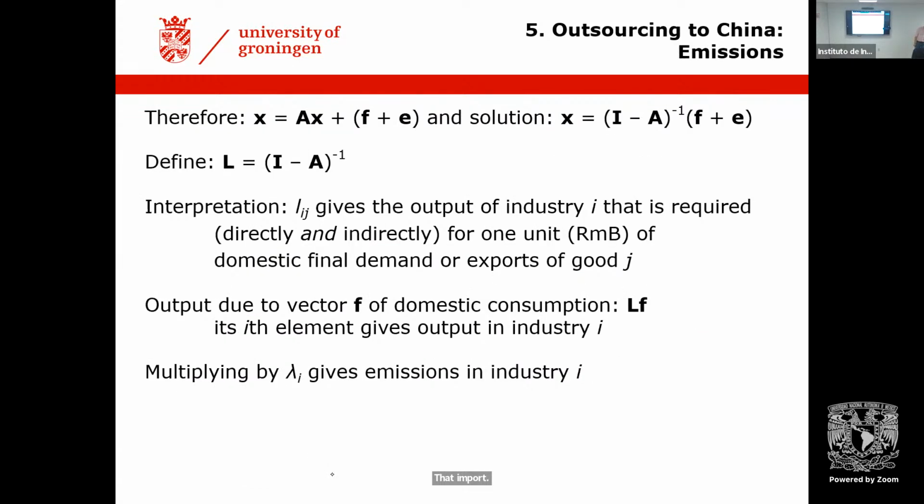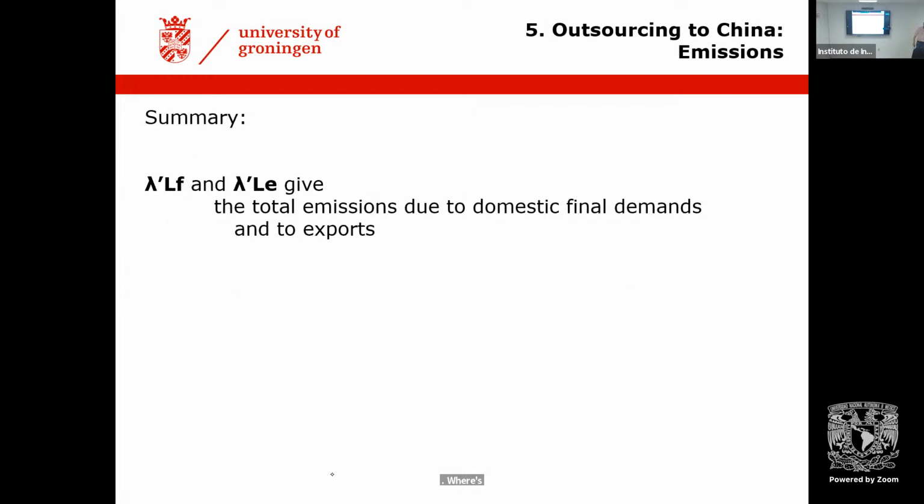Again, same interpretation of Leontief inverse. What I said on the previous presentation for imports now goes for exports. And the end result is a scalar. It's a row vector times a matrix times a column vector, which yields a scalar. It's 23.4 or whatever. So this gives the total amount of emissions in China that is embodied in the final demand vector, domestic final demand. And here, the total amount of emissions in China in the export.